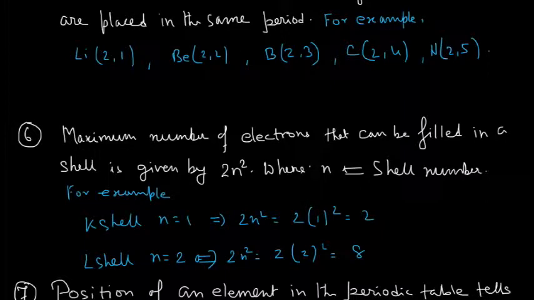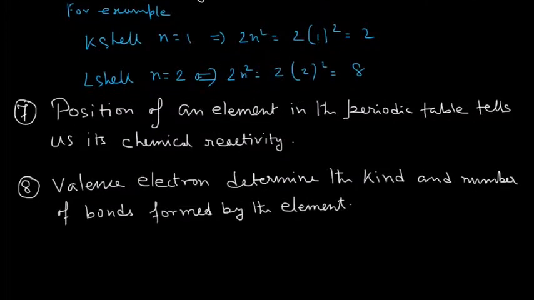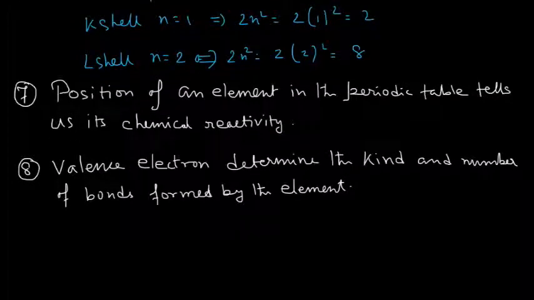Next property, property number 7: position of an element in the periodic table tells us its chemical reactivity. So which element is more reactive, which element is not, we can see from the periodic table, and we can say, if we move from left to right in the periodic table, the reactivity of element increases. This example.